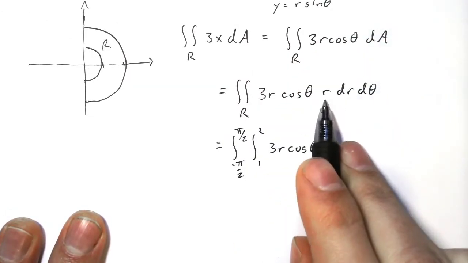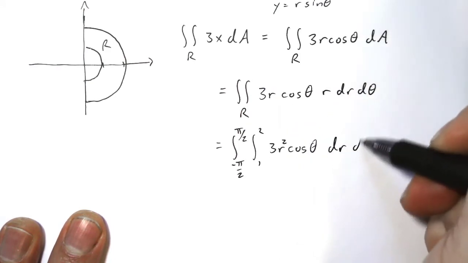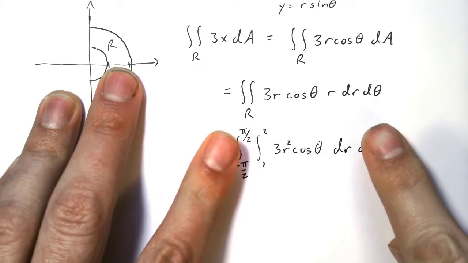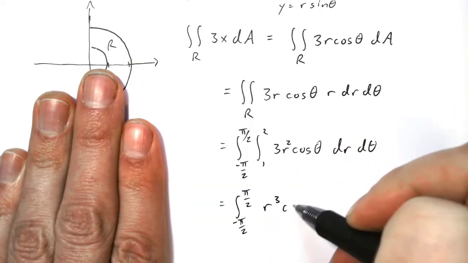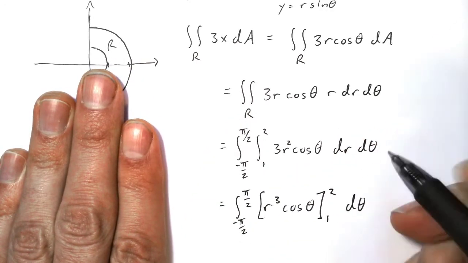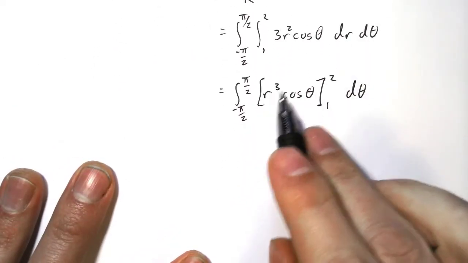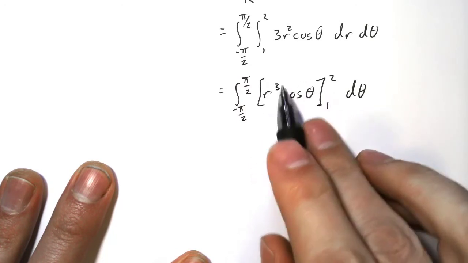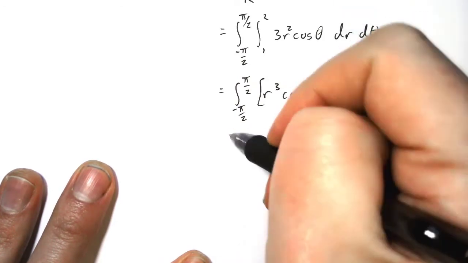And actually, I'm going to take this r and multiply by that r. Let's make this 3r squared. Okay, so let's do this inner integral, integrating this with respect to r, treating theta as a constant. And I'm going to evaluate that from 1 to 2. Okay, so if I plug in 2, I get 8. If I plug in 1, I get 1. I take the difference, I get 7. So I'm going to end up with 7 cosine theta.